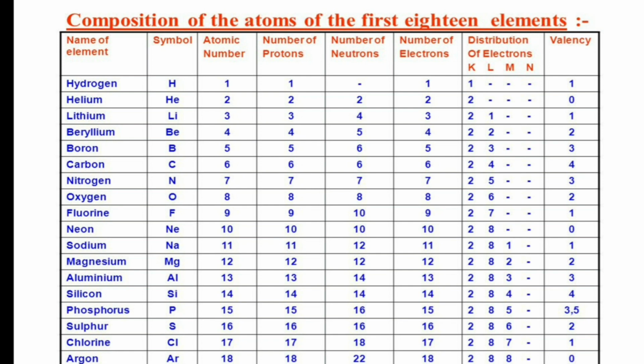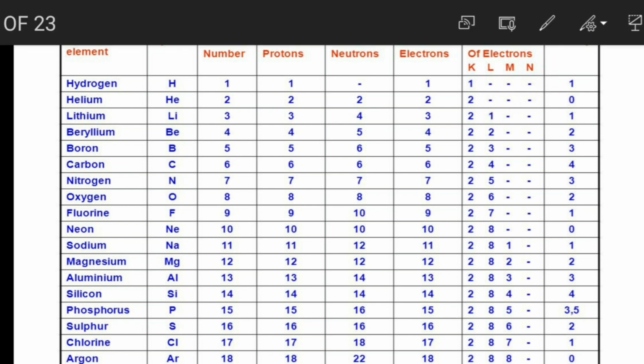Now a very important thing comes: composition of the atoms of the first 18 elements. In this table, the name of an element is there, symbol, atomic number, number of protons, number of neutrons, number of electrons, distribution of electrons, also known as electronic configuration, and valency. Now how to identify this? Let's take a very simple element, lithium. The atomic number is 3.